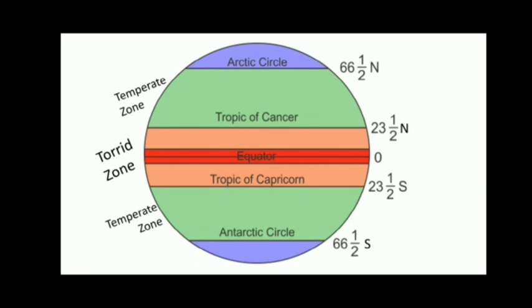Areas lying between the Arctic Circle and the North Pole in the Northern Hemisphere, and the Antarctic Circle and the South Pole in the Southern Hemisphere, are very cold because here the sun does not rise much above the horizon. Therefore, its rays are always slanting and provide less heat. So these are called frigid zones.